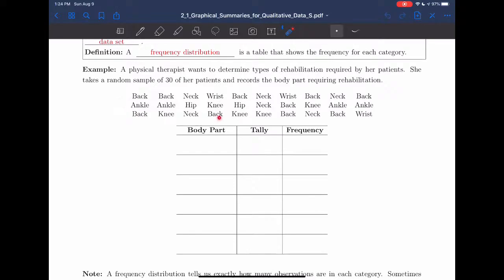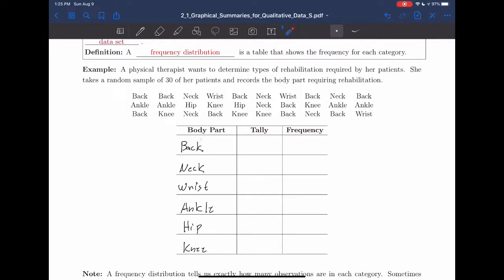So you have this raw data set, and notice that these are all qualitative variables. So you want to create a frequency distribution. How do we do that? You want to list all the body parts that are in your data set. So there is back, neck, wrist, ankle, hip, and knee.